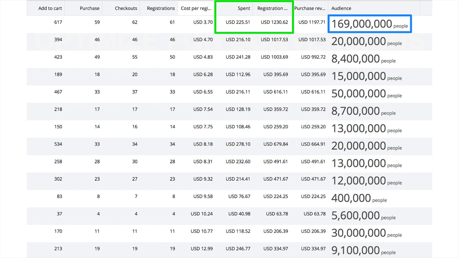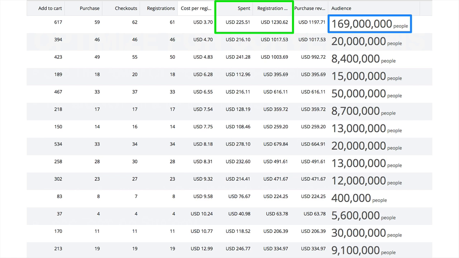So far, this campaign has had 61 sales, all right? 61 sales. And I've spent, you can see in the green, $225, and it's made me $1,230.62 because Facebook can see when you're leveraging the power of the pixel, all of your sales, and it pulls them into your Facebook reports. So you can see exactly which one of your ads are doing the best.